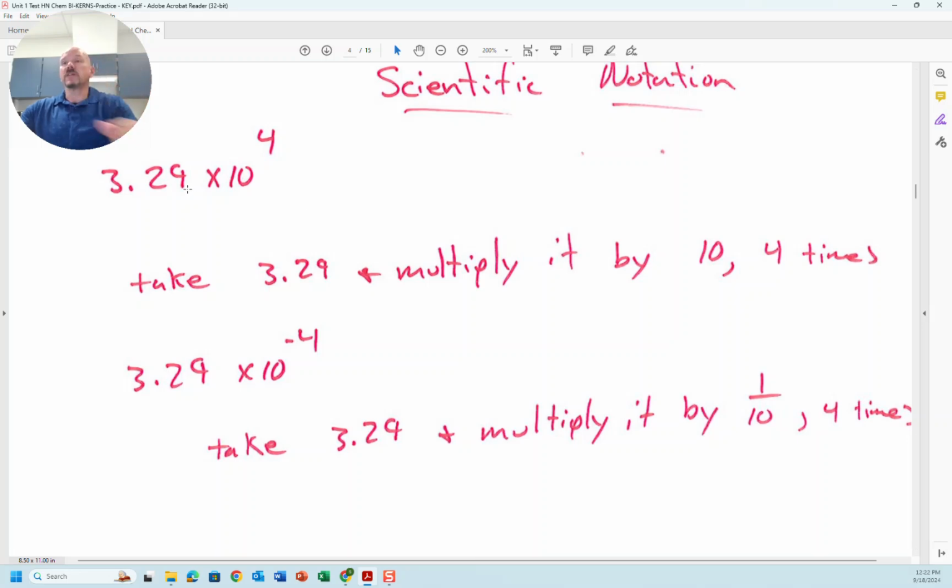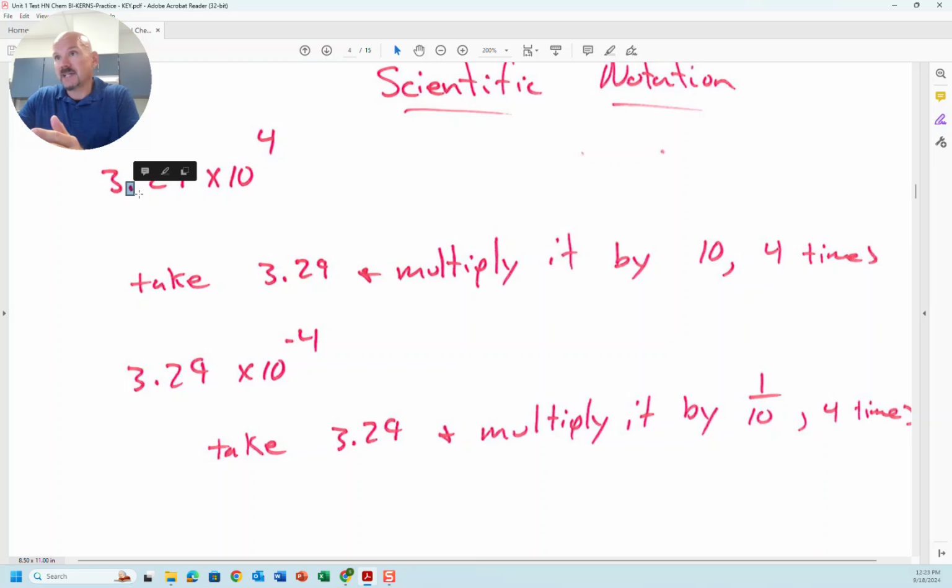The way to think about scientific notation is you're taking a number and then you're multiplying it by 10 this many times. If it's a positive exponent, what this really means is take 3.29 and multiply that by 10, but do it 4 times. So 3.29 times 10 times 10 times 10 times 10. That's all we're doing, okay? But remember, multiplying by 10 means move the decimal point to the right once.